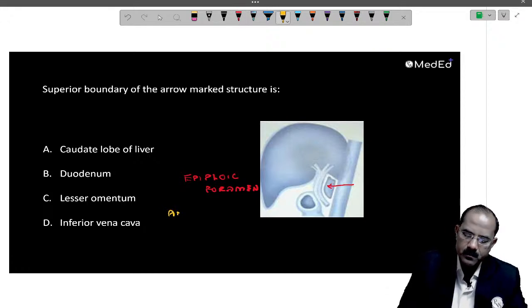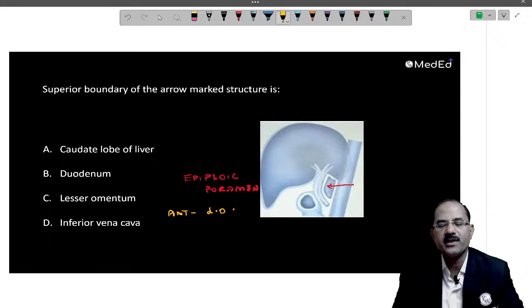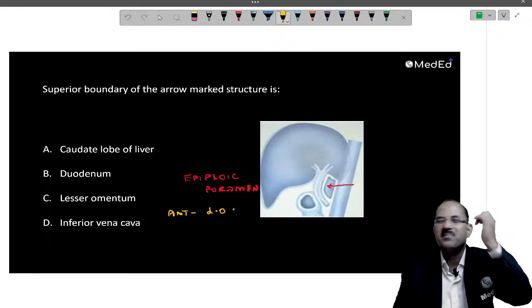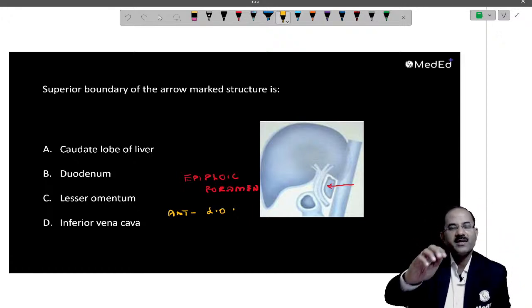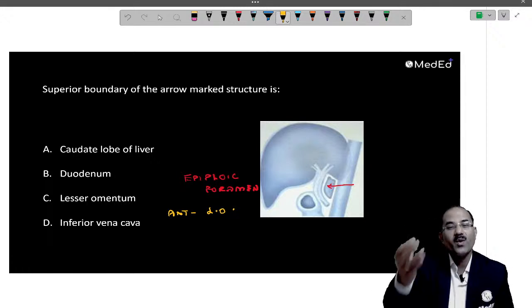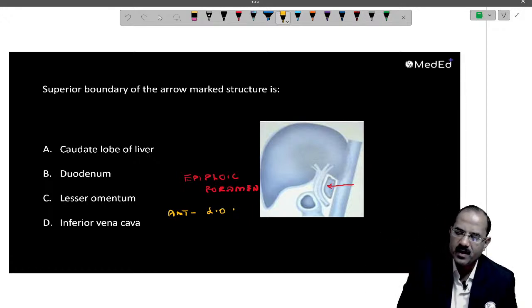Anteriorly is the lesser omentum. And what is present in the lesser omentum? Three structures: the hepatic artery, the portal vein, and the bile duct. So the anterior boundary of the epiploic foramen is formed by the lesser omentum, and this lesser omentum contains the hepatic artery, the portal vein, and the bile duct.